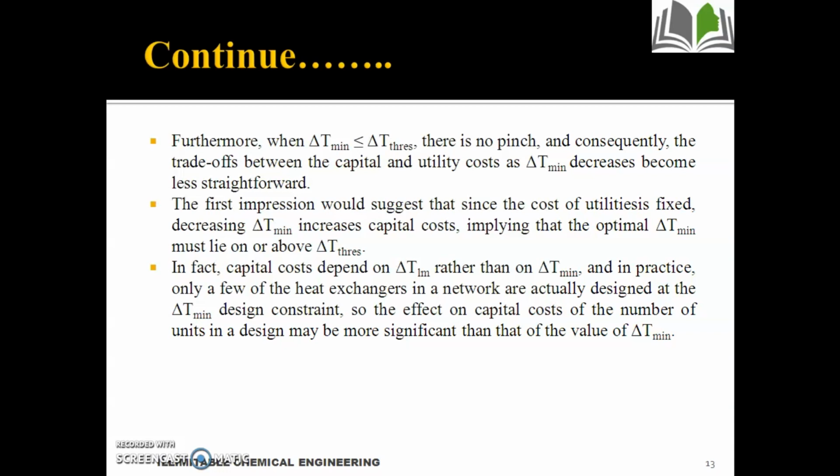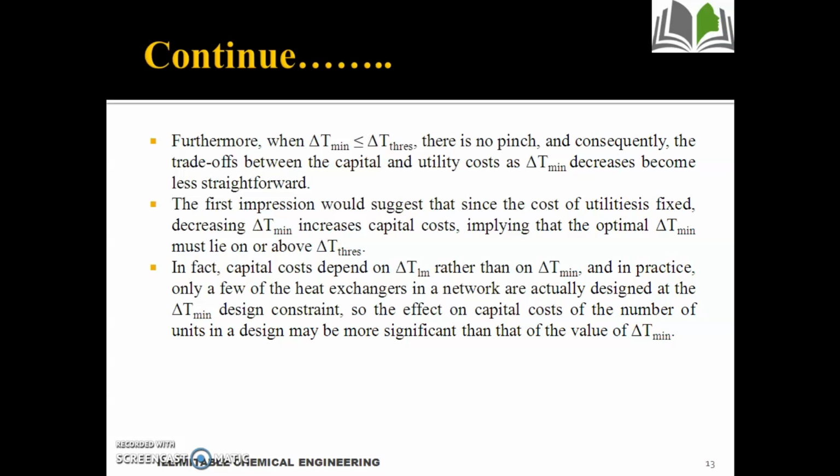So these two topics give us an idea about this importance. Now furthermore, when delta T minimum is less than or equal to delta T threshold, there is no pinch, as we have seen, and the trade-offs between the capital and utility costs as delta T minimum decreases become less straightforward. The first impression would suggest that since the cost of the utility is fixed, decreasing delta T minimum increases the capital cost, implying that the optimal delta T minimum must lie on or above delta T threshold. Means the optimum value of the delta T minimum must lie on or above its critical value.